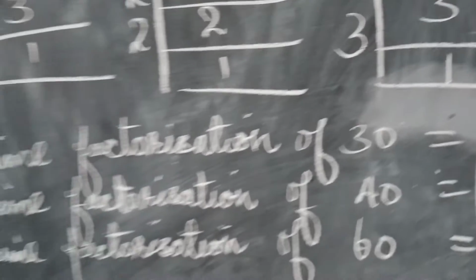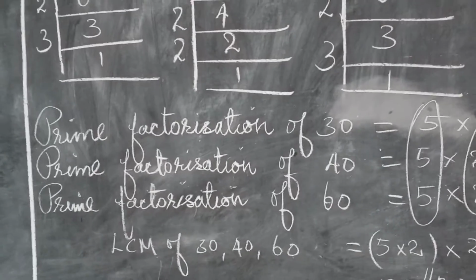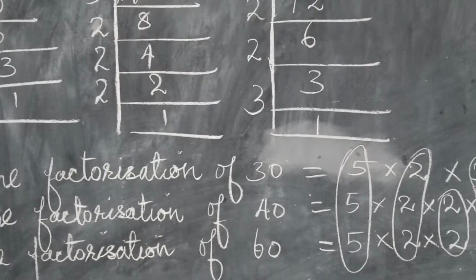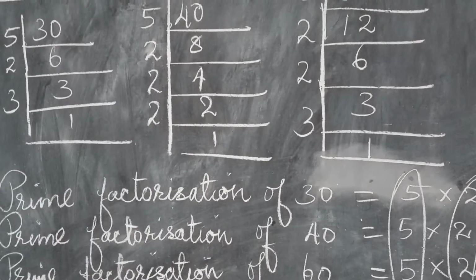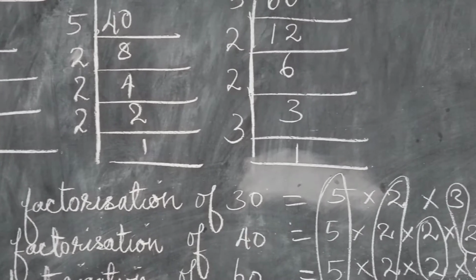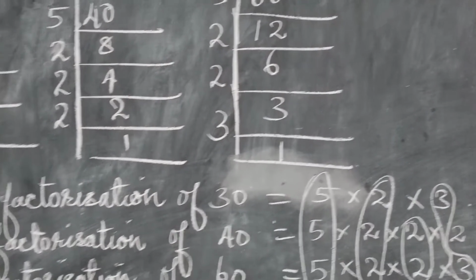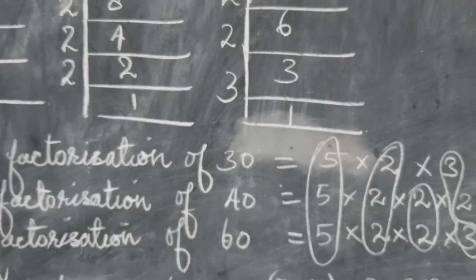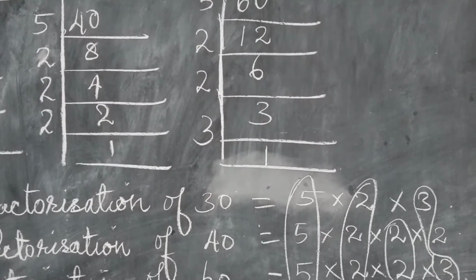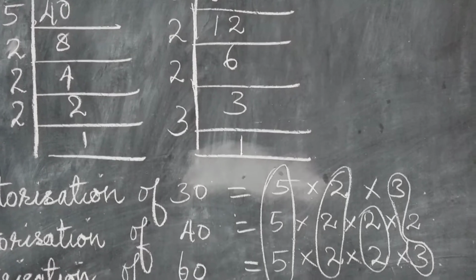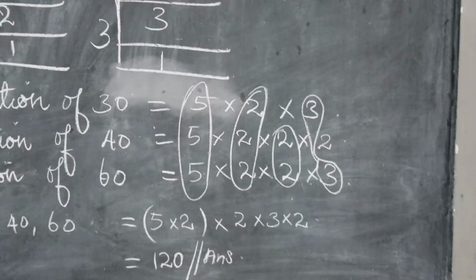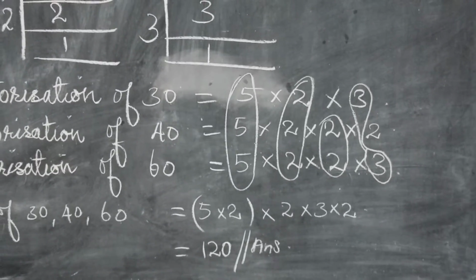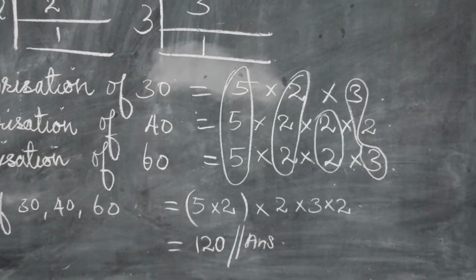Now prime factorization of 30 when we take it, see here 5, 2 and 3. Now next 40 when we take it, 5, 2, 2 and 2. Again prime factorization of 60 when we take it, 5 into 2 into 2 into 3. Now we can see here we can find out common numbers in 3 factorizations. 5 is common and 2 is common.